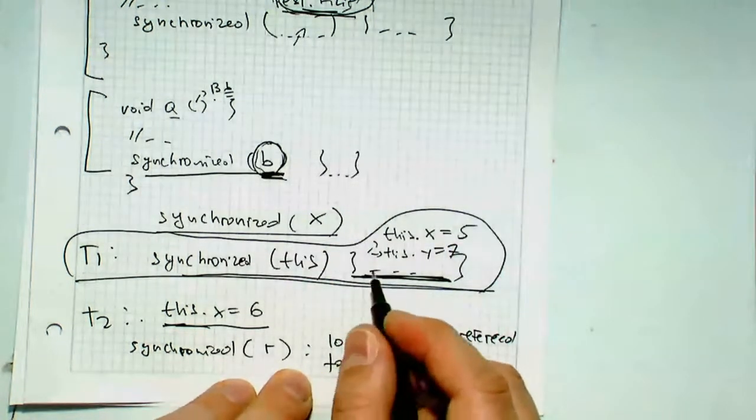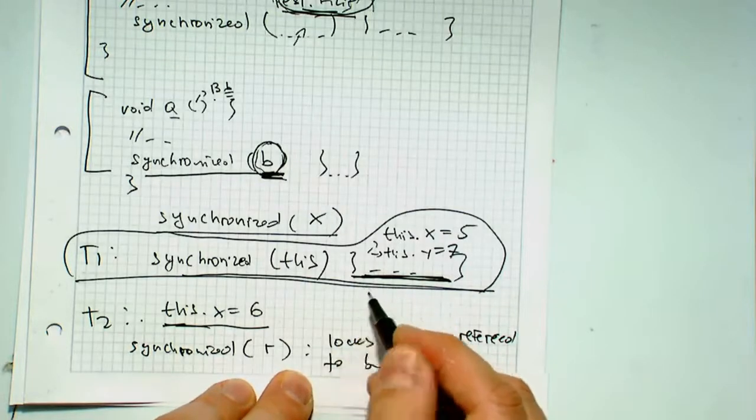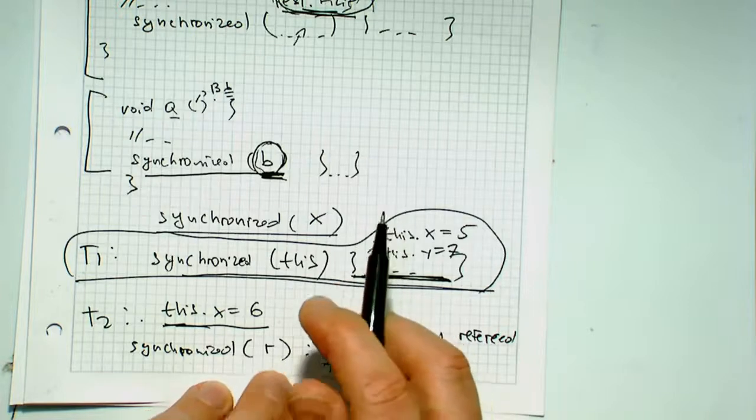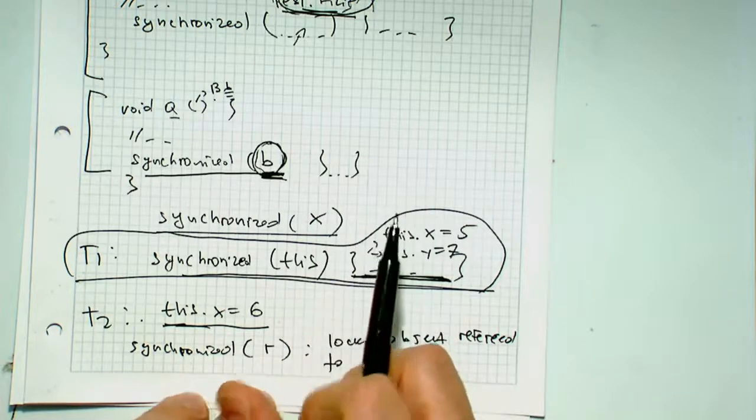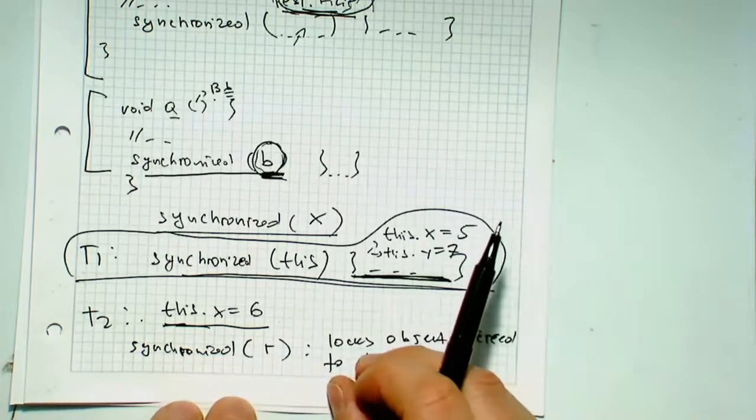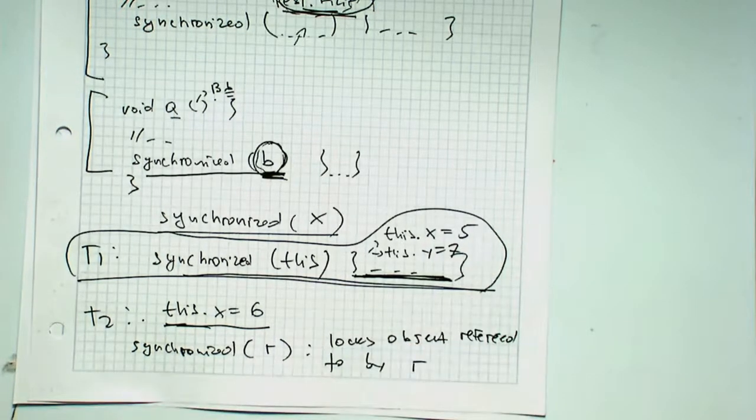It's only atomic with respect to other threads who have taken this lock. That's it. That's the best way to imagine it. It's atomic with respect to whoever cooperated in taking the lock. Okay. Another question.